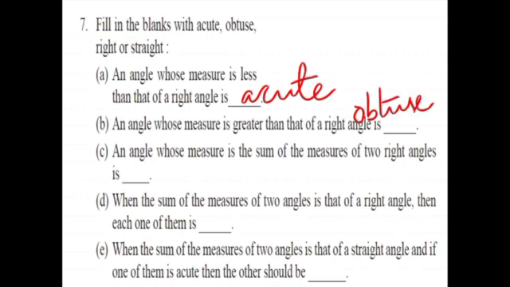See the C question. An angle whose measure is the sum of the measures of two right angles. Sum of the measures of two right angles means 90 degrees plus 90 degrees, which is equal to 180 degrees, which is known as a straight angle.